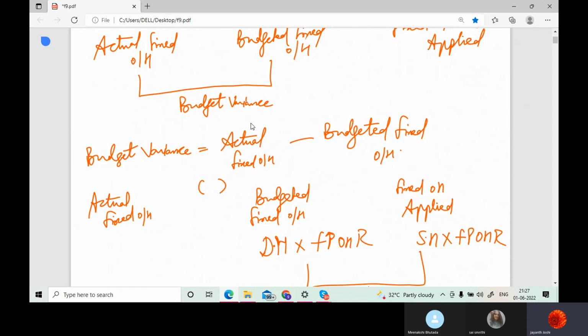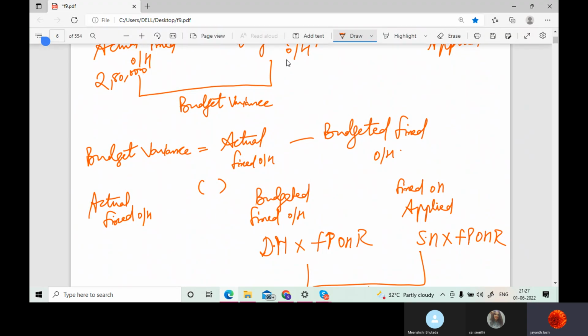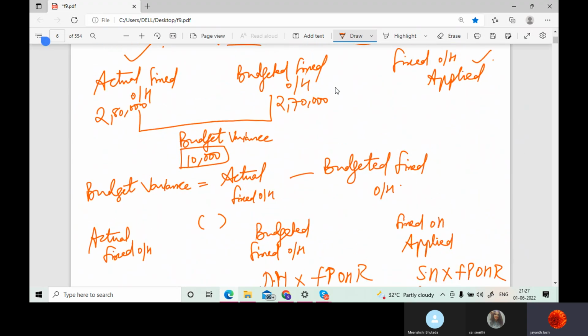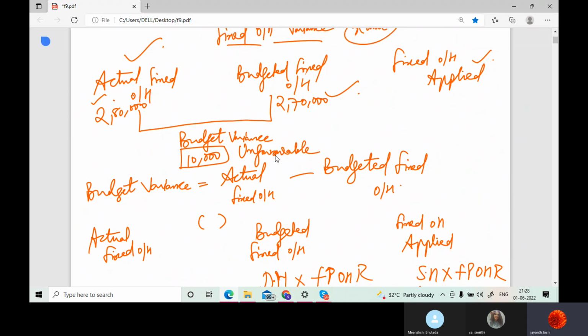So actual fixed manufacturing overhead is 2,80,000, and budgeted fixed manufacturing overhead is 2,70,000. Your budget variance is 10,000. So you have budgeted this much as your expense, but you incurred this much. So you incurred more. It is unfavorable. Okay, done. So finish this. We'll go for the next one.